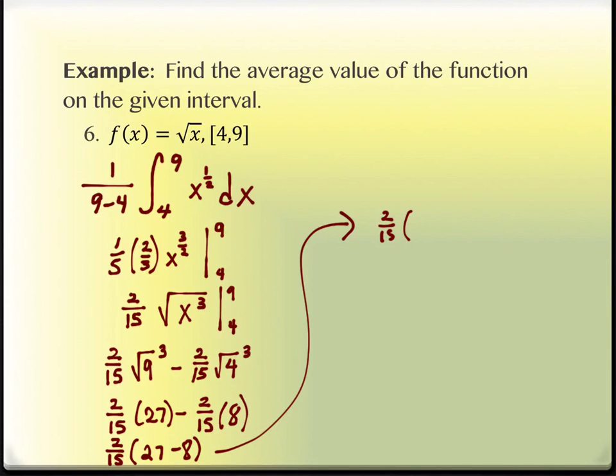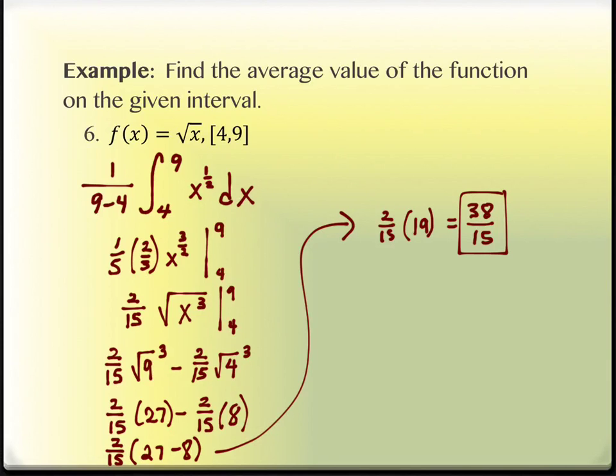What is 27 minus 8? 19, and then 19 times 2 would be 38. So this is actually 38 over 15. So that's the solution.